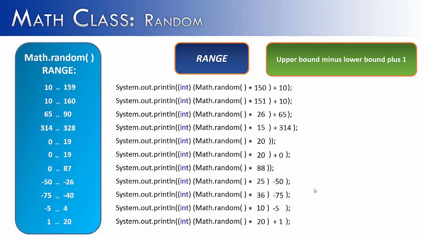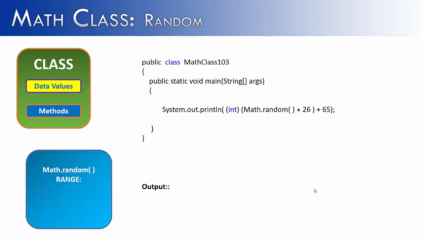The correct answers would look like this, and hopefully you now feel comfortable starting with a range and plugging it into source code in order to find any type of random range. One last example that I'm going to share with you. I'm going to start with 26 plus 65, and let's see what this range would be. It would give us 65 to 91 with 91 not being inclusive, or 65 to 90.